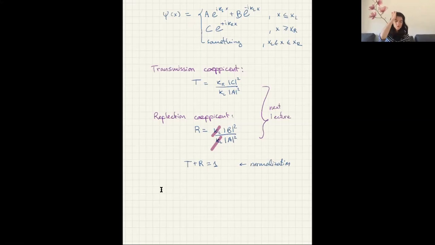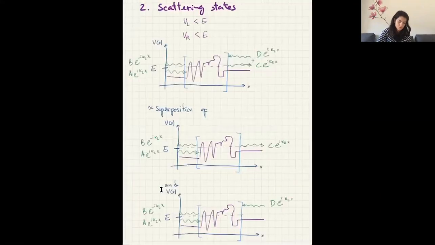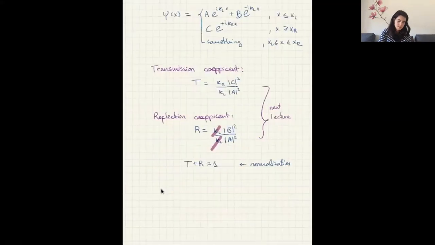Good. Now there's only one more case missing. So we saw the case where the energy is higher on the left but lower on the right, the case where it's higher on both sides. We're missing the case where it's lower on both sides. Okay, these are number 3. Bound states. And these are the ones.